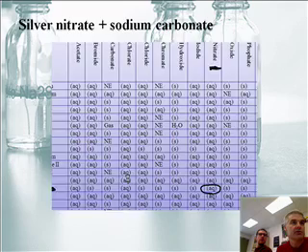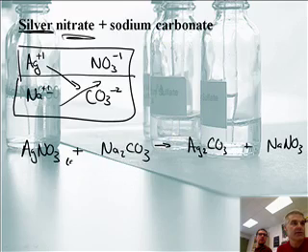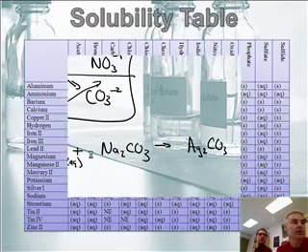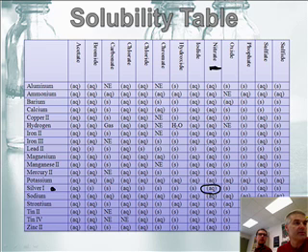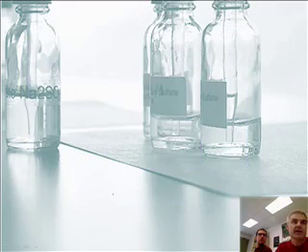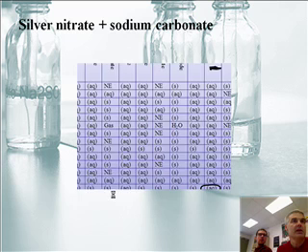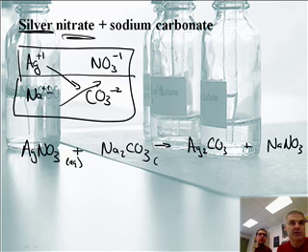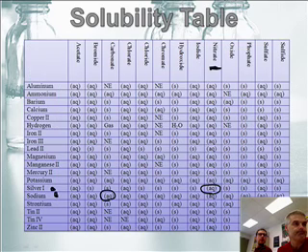Silver nitrate is aqueous. Sodium carbonate: sodium is right underneath, and carbonate is, there we go, aqueous. Now that's important. They're both aqueous. They've got to both be aqueous to have a reaction take place and make silver carbonate.